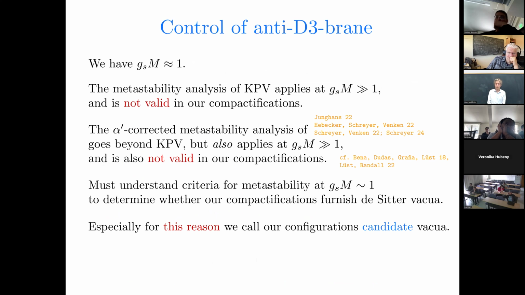So just to recap, the metastability analysis of KPV, which tells you that under certain circumstances an anti-brane breaks SUSY metastably, is not directly applicable in our setting. And further work that has examined alpha prime corrections there is still not yet applicable in our setting. And so what's needed is to understand the criteria for metastability at G string M of order 1 to determine whether our compactifications really furnish de Sitter vacua. So to my mind, the main reason for the modifier candidate is this, not any of the other potential risks.